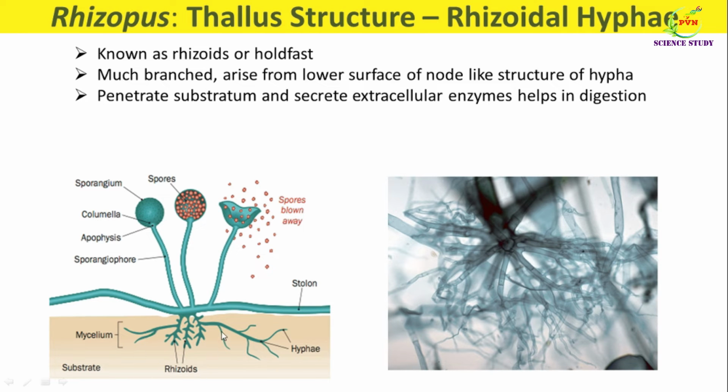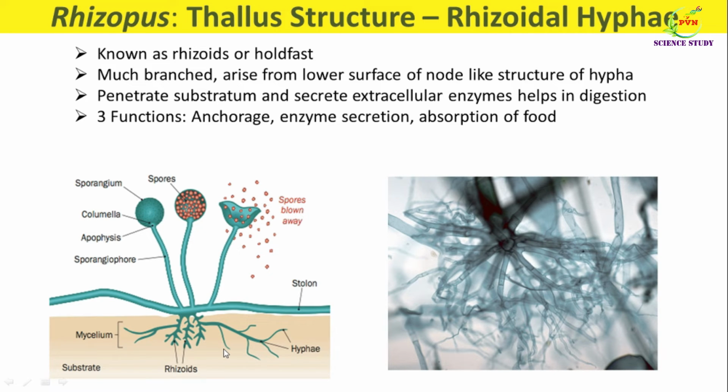These rhizoidal hyphae penetrate the substratum and secrete extracellular enzymes which help in digestion. So these hyphae are always in contact with the substratum or the food item or the dead and decaying organic matter. They secrete the extracellular enzymes. Due to the secretion of the extracellular enzymes, the complex food material is converted into simpler sugars and then it is absorbed by these rhizoidal hyphae.